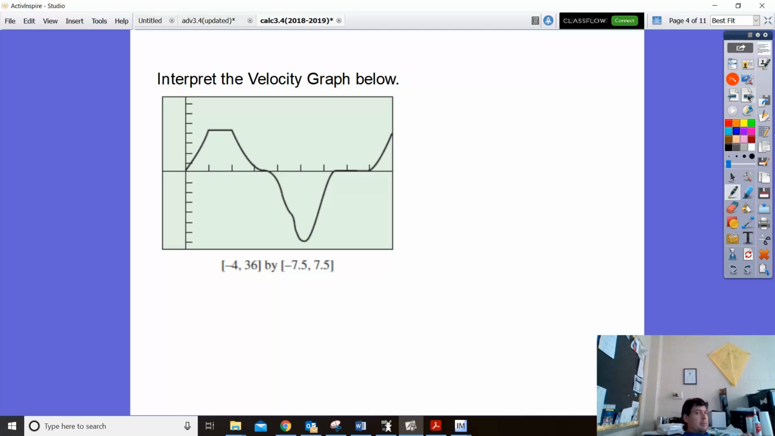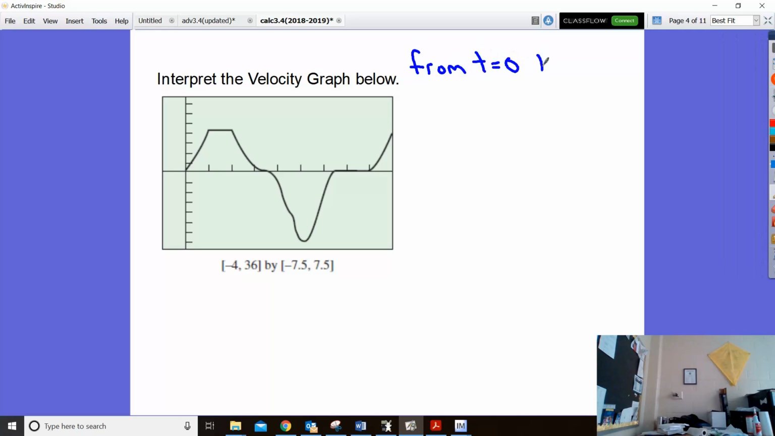All right, this is interpretation of a velocity graph. It's really not hard. I'll try not to use math notation for you. All right, so from time equals 0 to time equals 1. This is the time axis. It's velocity versus time, right? And going up is your velocity. From time 0 to 1, what's happening to the velocity? It's increasing.